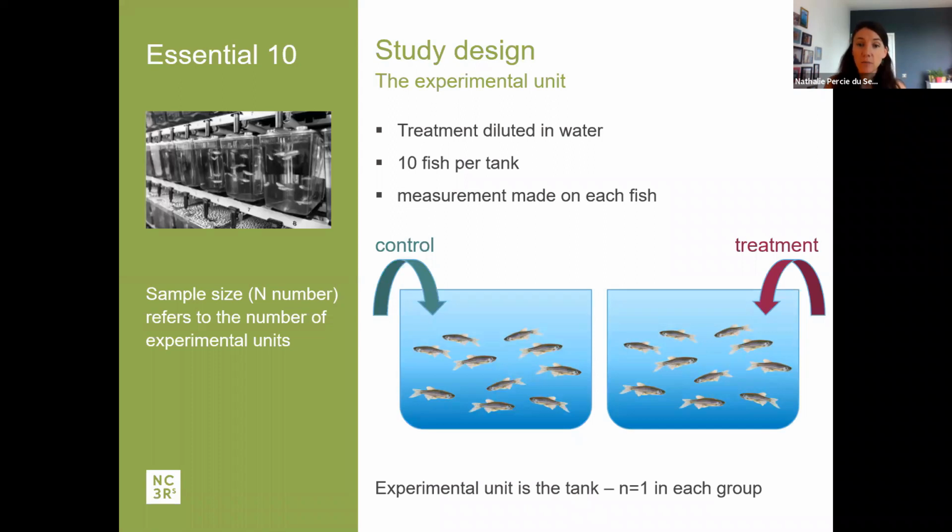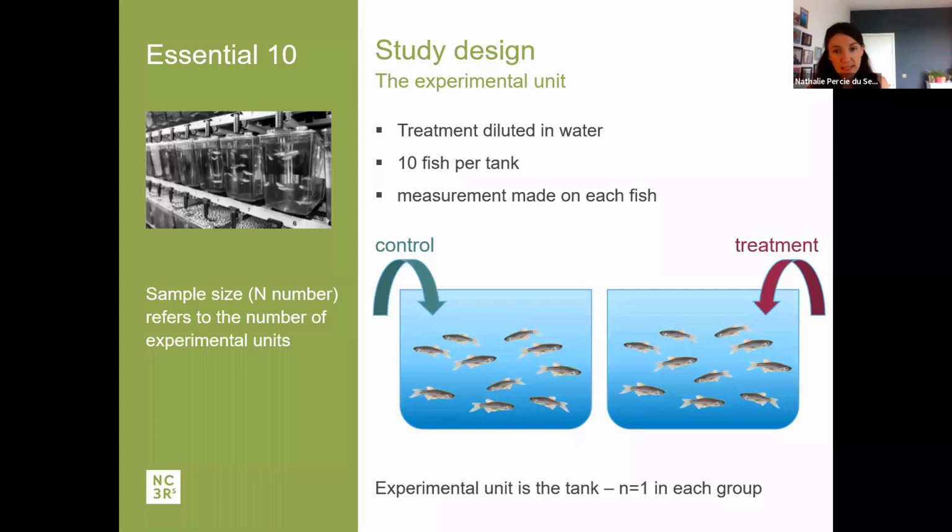The treatment is diluted in water so that a drug is added to one of the tanks and the vehicle is added to the other tank. Measurements are made on each of the fish so that there are 10 measurements per tank. In this case, the experimental unit is the tank and we have N = 1 per group. The measurements on each fish are not independent, so they should be averaged at the tank level so that each tank provides 1 data point.